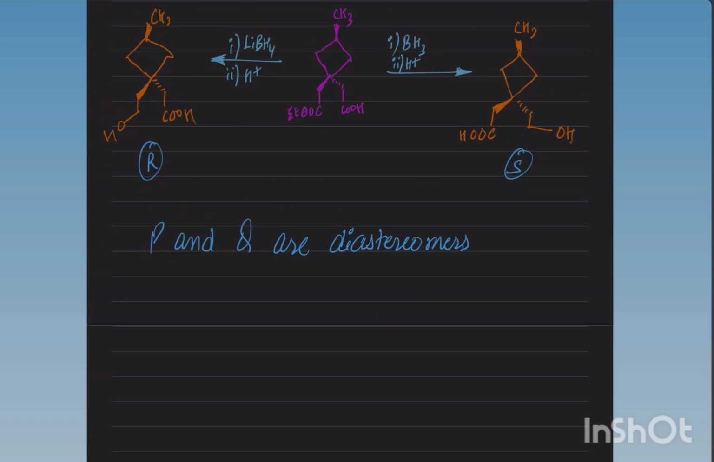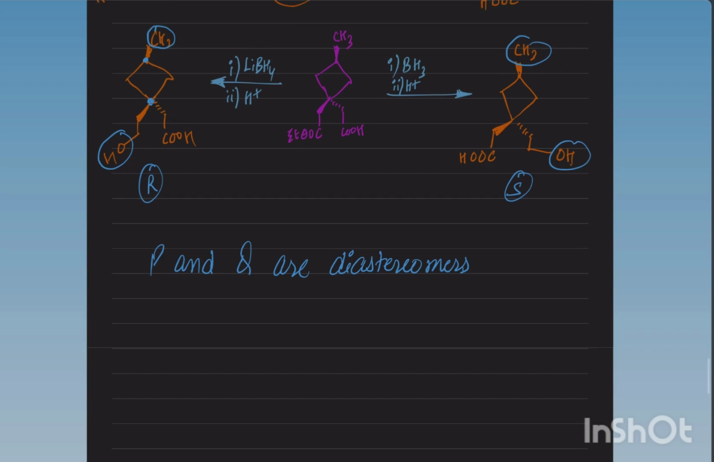Similarly, when we compare R and S, we can see these two centers. From these two centers, there is restricted rotation of the four-membered ring. And if you see that here CH3 and OH are on the same side, and here CH3 and OH are on the opposite side, we can say that they are E and Z type. So these two molecules are geometrical isomers, and all geometrical isomers are diastereomers. That's why R and S are also diastereomers.